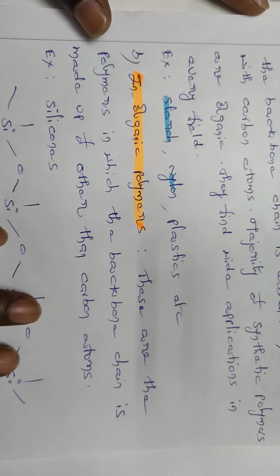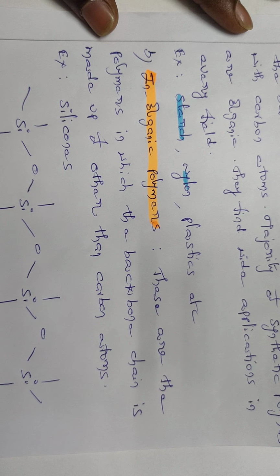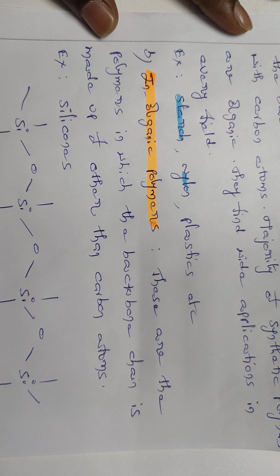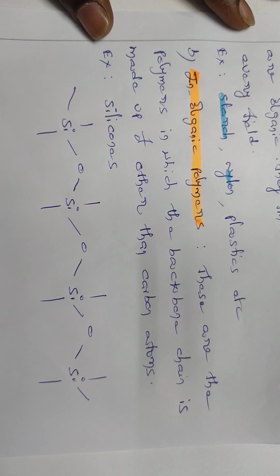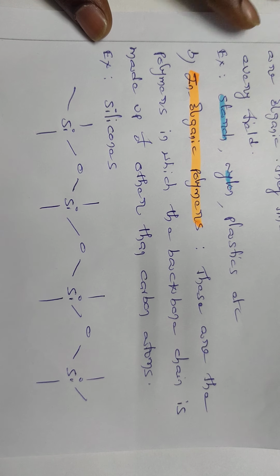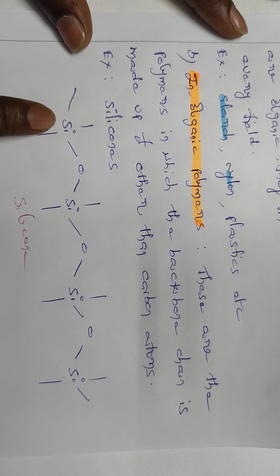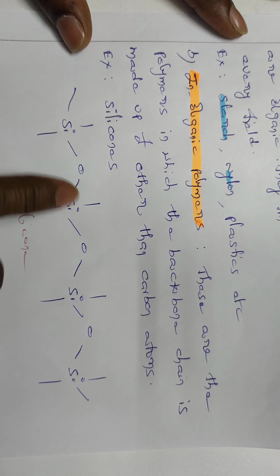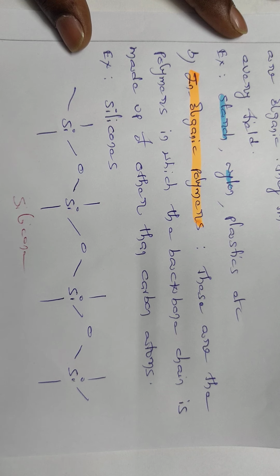And then inorganic polymers, these are the polymers in which the backbone chain is made up of atoms other than carbon. Okay, in a polymeric chain, if you observe atoms other than carbon atoms, then such type of polymers are called inorganic polymers. So here, if you observe, it is a silicone polymer, whose backbone is made up of Si-O, silicon oxygen atoms. So such type of polymers are called inorganic polymers.